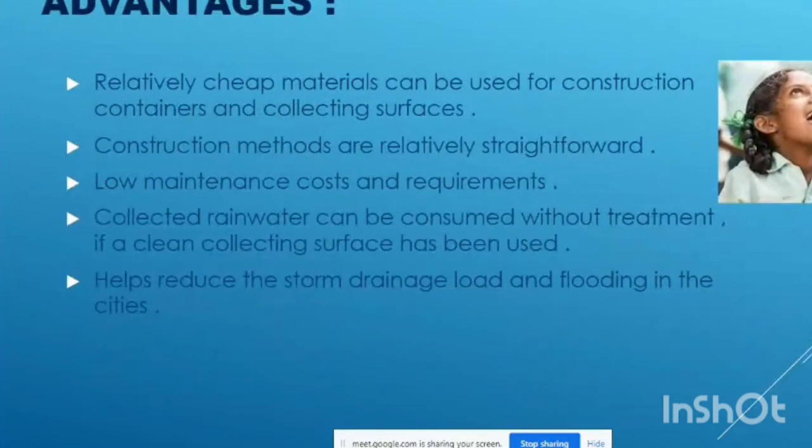Advantages. Relatively cheap materials can be used for construction, containers, and collecting surfaces. Construction methods are relatively straightforward, with low maintenance cost and requirements. Collected rainwater can be consumed without treatment if a clean collecting surface has been used. It helps reduce the storm drainage load and flooding in the cities.